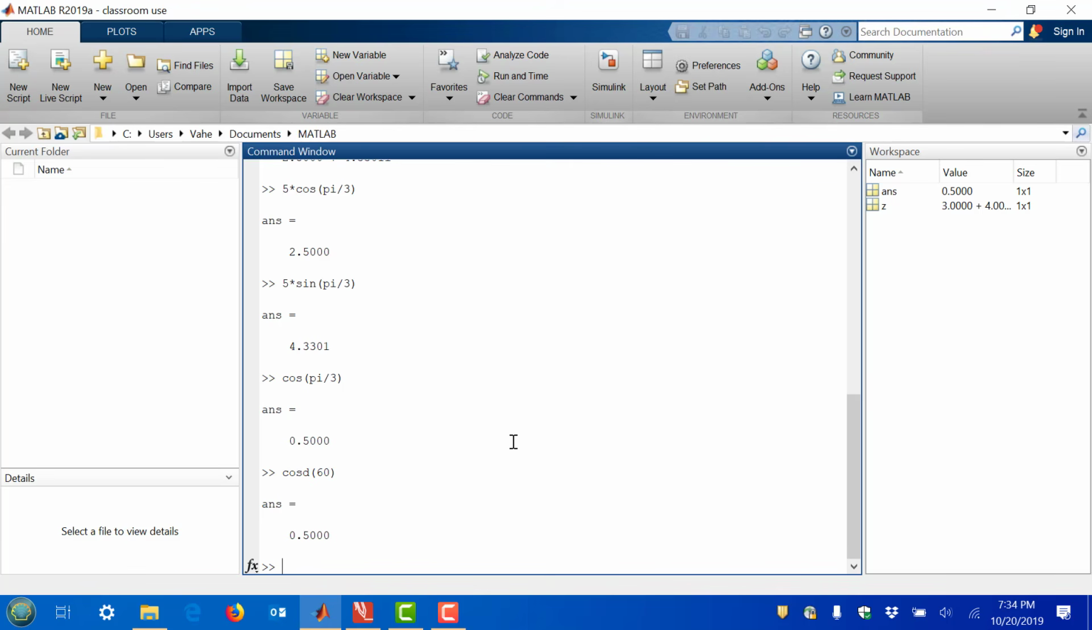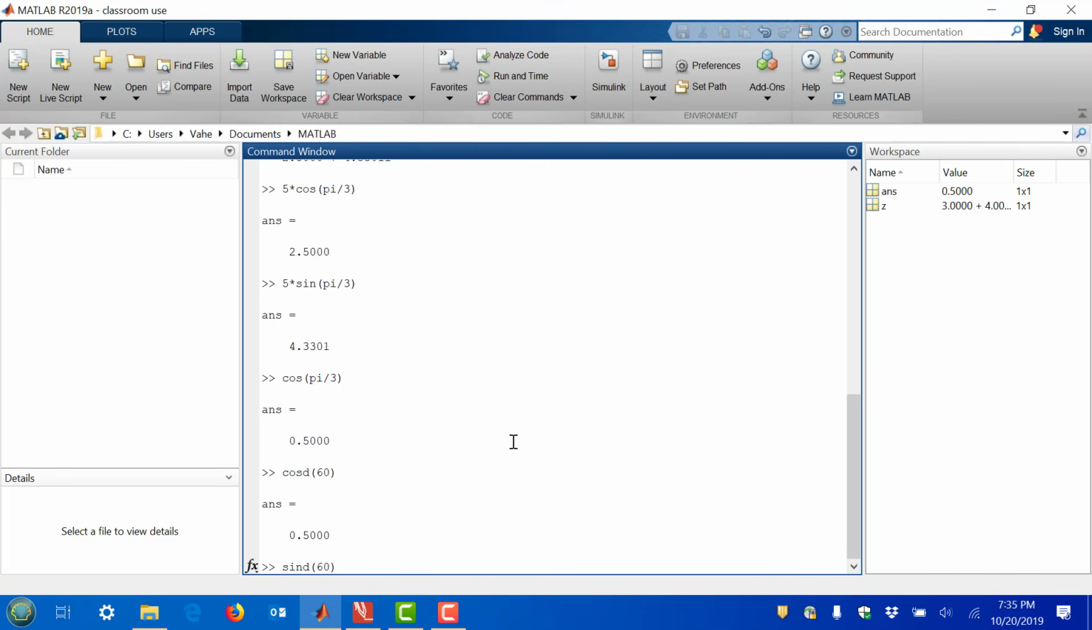When you say cos, it expects radians. When you say cos d, you can put actually degrees in there. So similar things are true for sine, right? You can say sine d, for example, sine d 60.